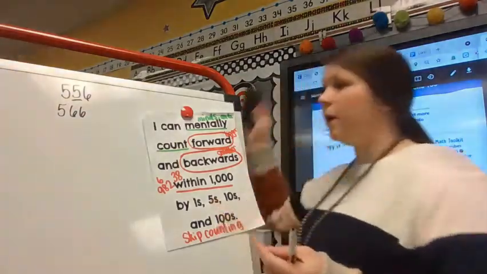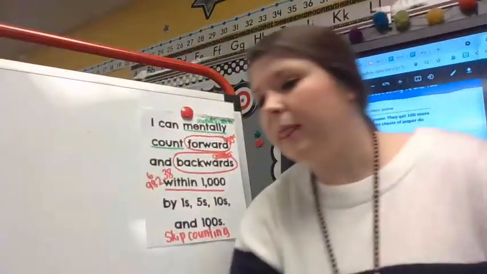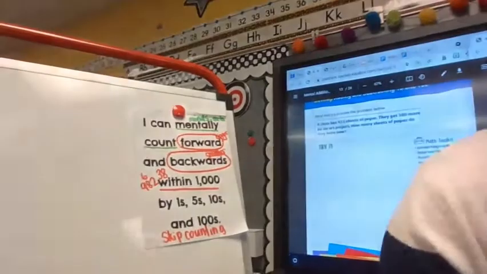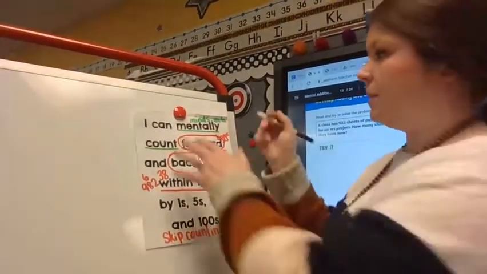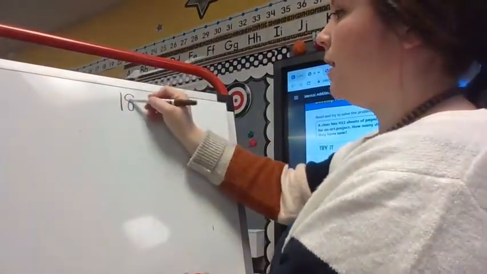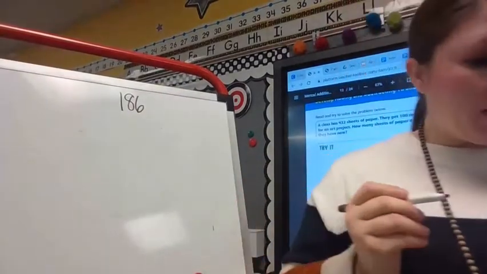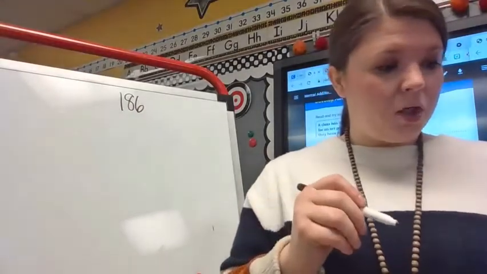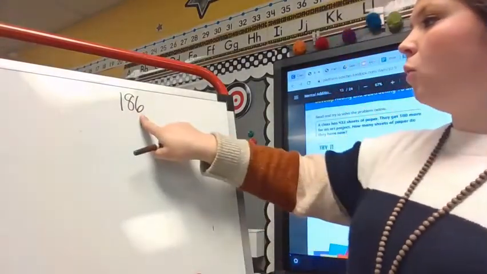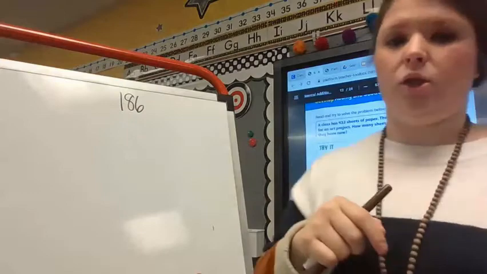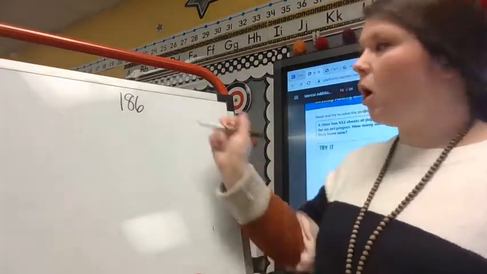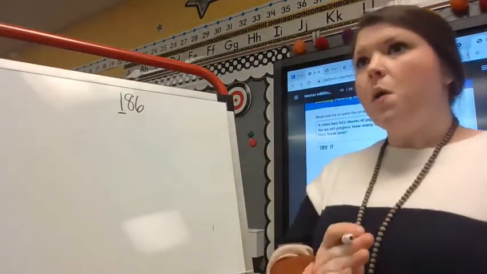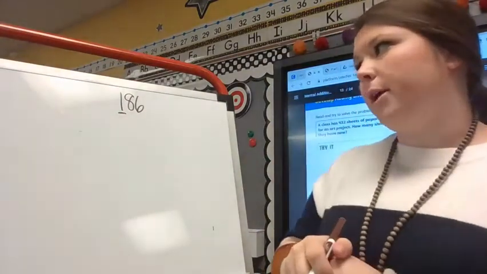All right, now what we're going to do is look at counting by hundreds, okay? So when we are counting by hundreds, let's start with the number 186. We're going to count by hundreds. So which place is going to change in our number? Our ones, our tens place, or our hundreds place? Our hundreds place is going to change because remember we're adding 100 more. So what's 100 more than 186?